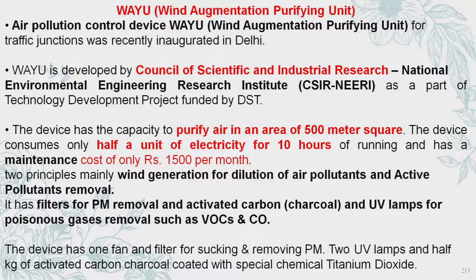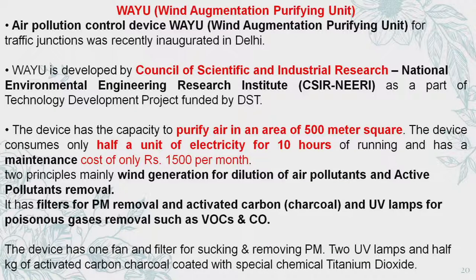That's very unique: an instrument that will precipitate the pollutants in the air. The electricity usage is half a unit for 10 hours, so minimum electricity consumption and maximum precipitation of air pollutants. That was trialed in the metropolitan city of New Delhi. Two principles mainly: wind generation for dilution of air pollutant.